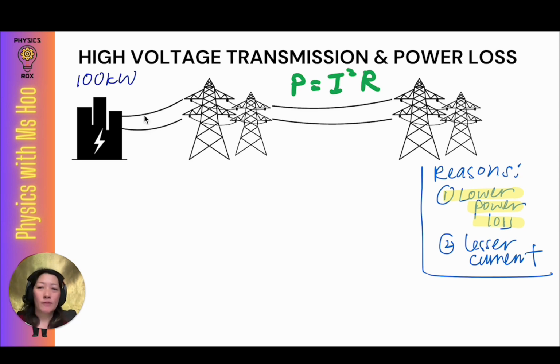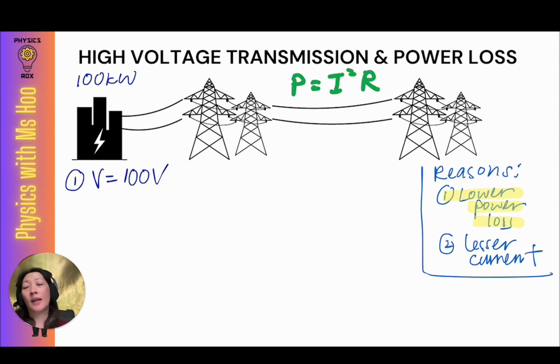So based on this power, the value of the current that will flow through the cable depends on how much voltage it has been set to. So for this, I'm going to show you the comparison of two numbers, one at a low voltage and one at a high voltage. So let's say we set a voltage at quite a low value. Let's say, for example, at 100 volts.